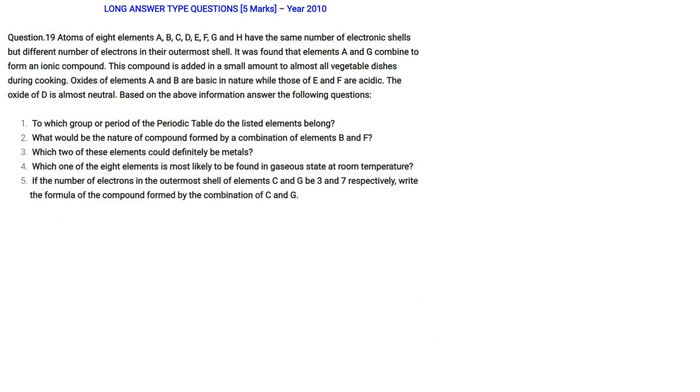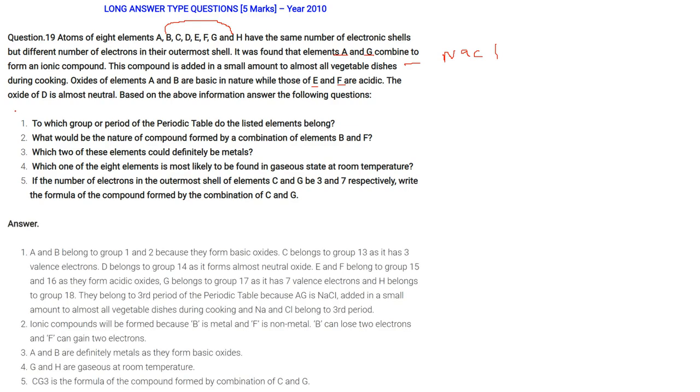Atoms of 8 elements A to H have the same number of electronic shells, but different numbers of electrons in their outermost shell. It was found that the elements A and G combine to form an ionic compound. This compound is added in small amount to almost all vegetable dishes for cooking. That means we are talking about common salt, NaCl. Oxides of elements A and B are basic in nature, while those of E and F are acidic. The oxide of D is almost neutral. Based on this information, we have to answer this. To which group or period of the periodic table do the listed elements belong?